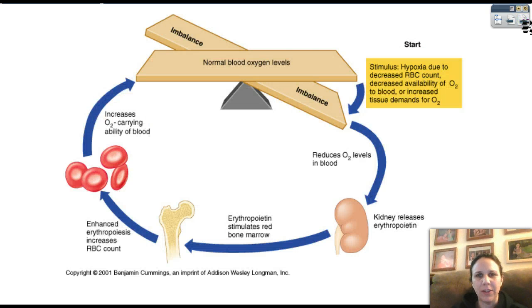Here's a little graphic that represents the homeostasis of red blood cell production. You have hypoxia, which is lack of oxygen in your blood due to decreased red blood cell count, decreased availability of O2 to blood, increased tissue demand for oxygen, something that causes it to go out of balance. So there's reduced oxygen level in the blood. Your kidney picks that up, says, hey, time to kick out the EPO. The EPO goes to the red bone marrow, tells it to start increasing your production of red blood cells, increases the count of red blood cells, which gets your oxygen level back to normal, and everything's hunky-dory.